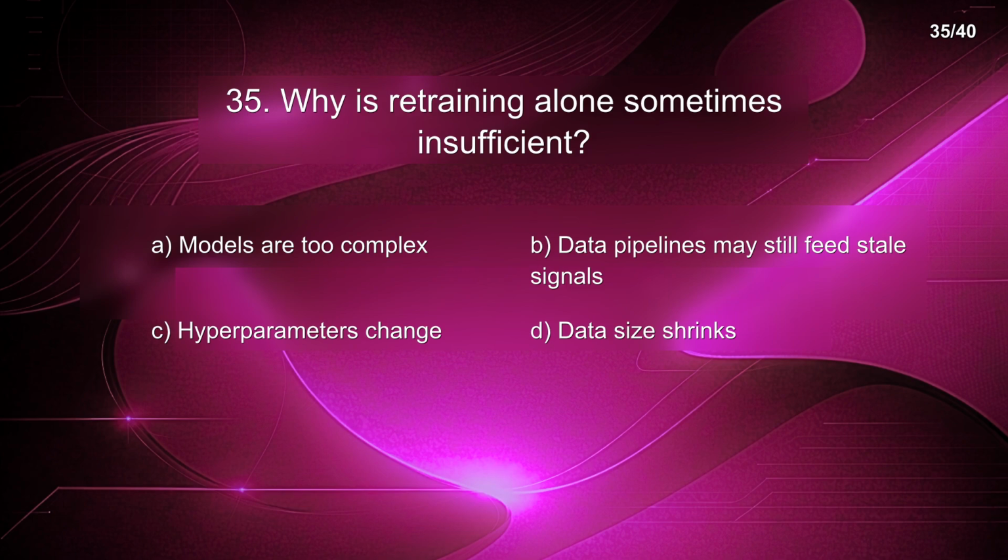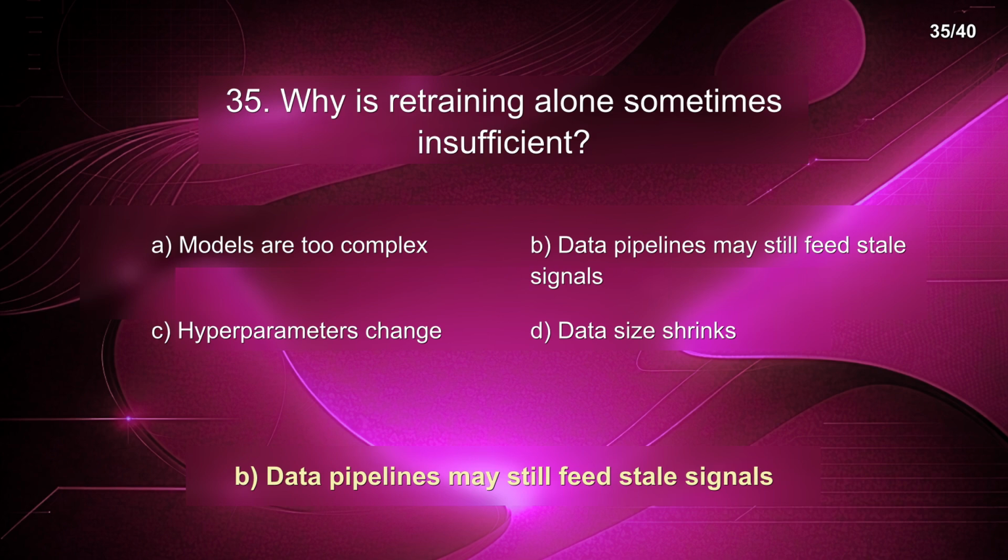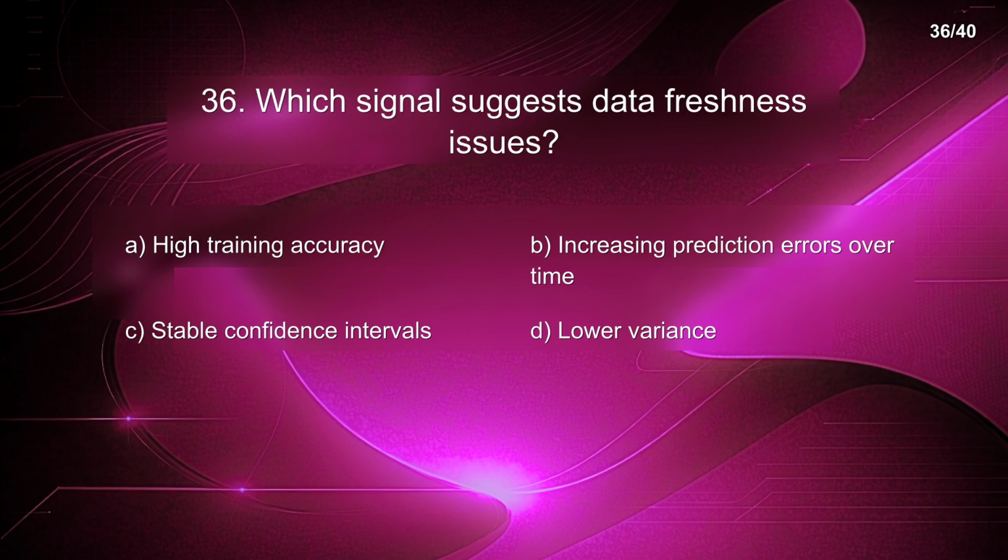Correct answer is B. Data pipelines may still feed stale signals. 36th question. Which signal suggests data freshness issues? A. High training accuracy. B. Increasing prediction errors over time. C. Stable confidence intervals. D. Lower variance.